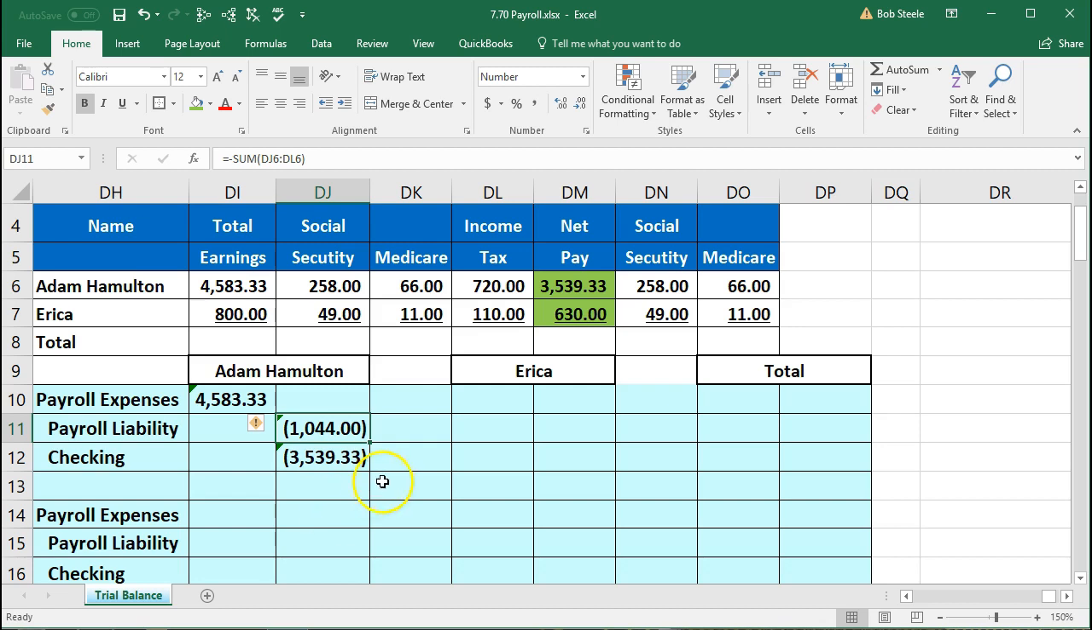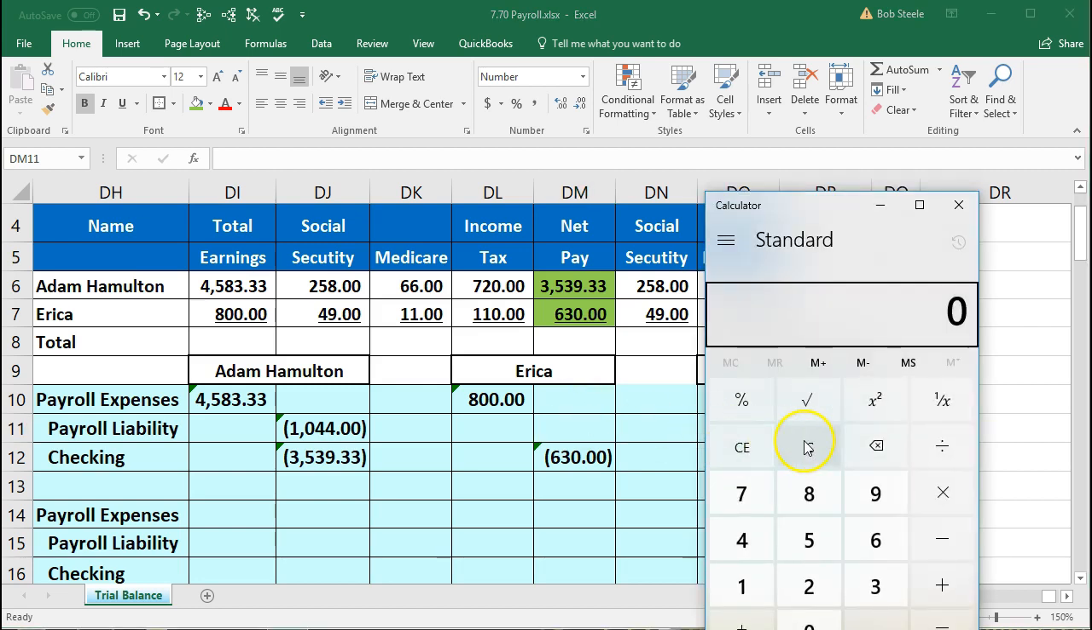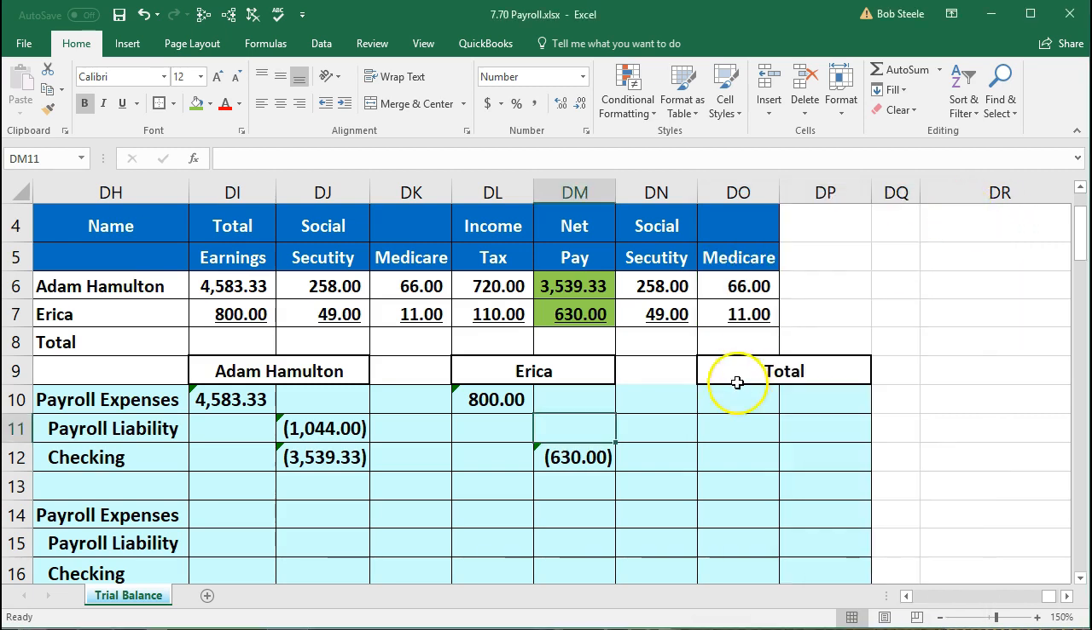We'll do the same thing for Erica. We're going to say that Erica got 800 is how much was earned, but she's only going to get, in terms of a check, the 630. The difference between what she earned and the 630 will be a liability, which is going to increase the liabilities, and that'll be the 49 plus the 11 plus the 110, or the 170, which is the difference between 800 and 630, 170. That's what our credit will be here, 170. So this would be the two journal entries we could use.